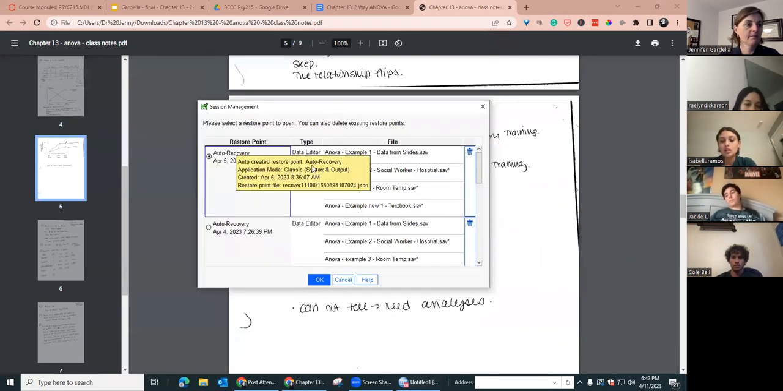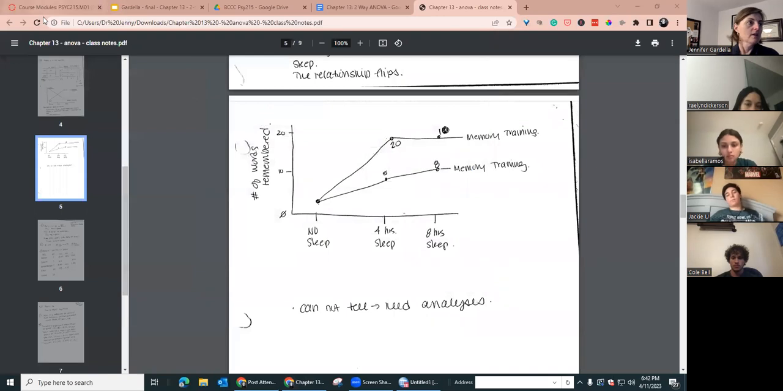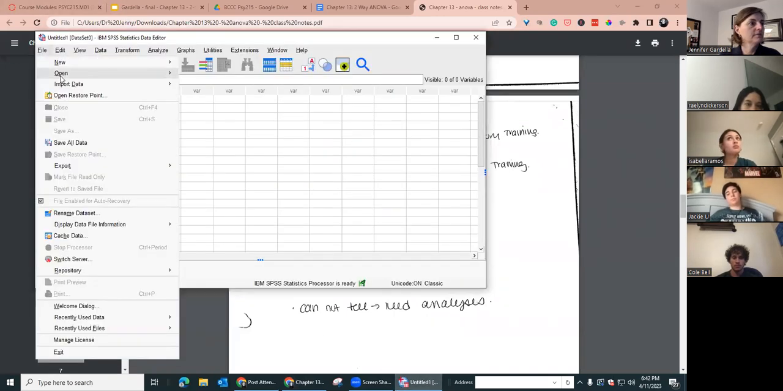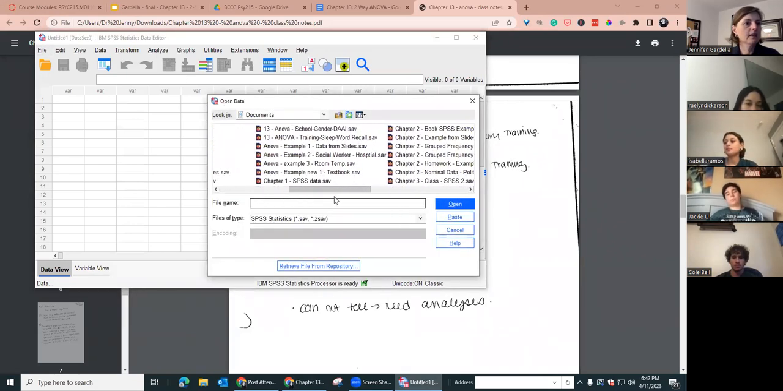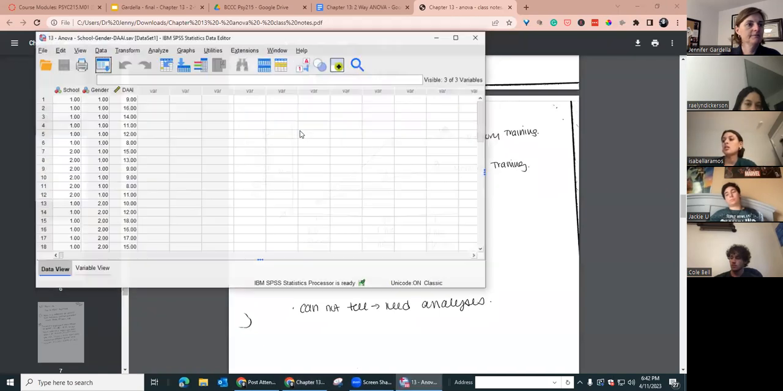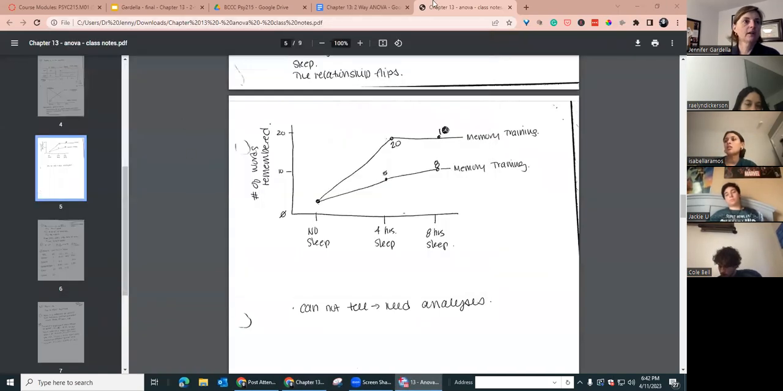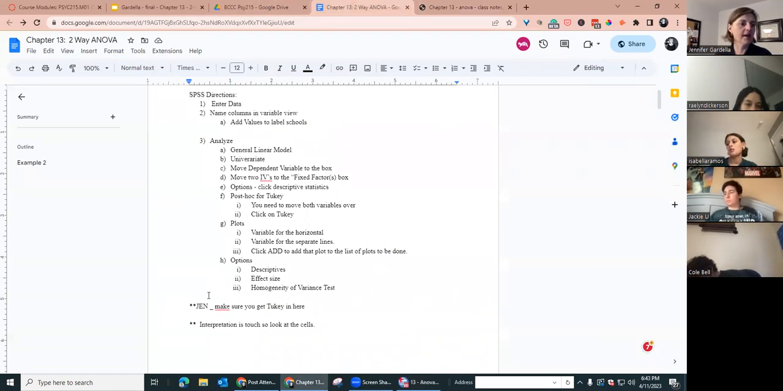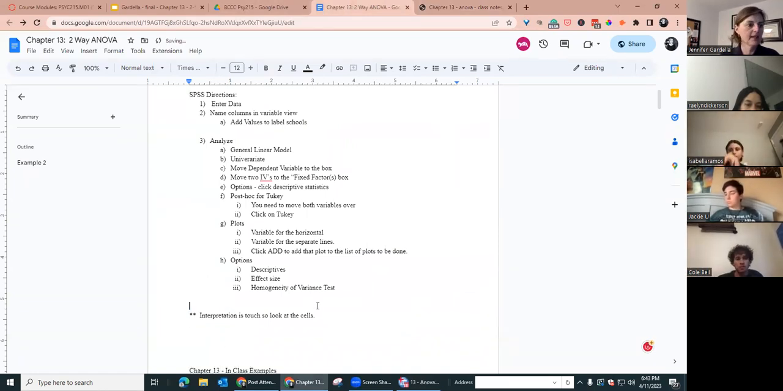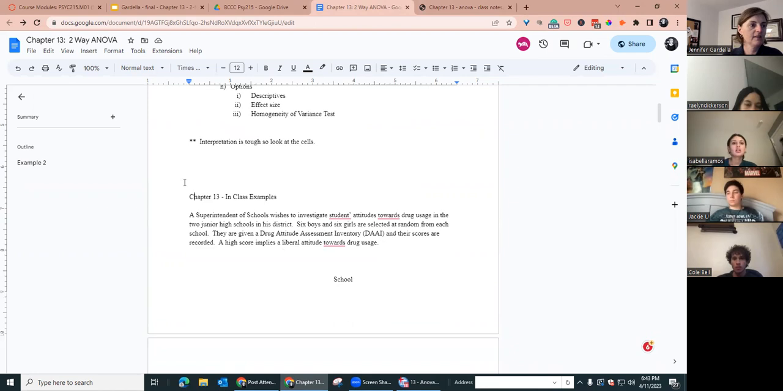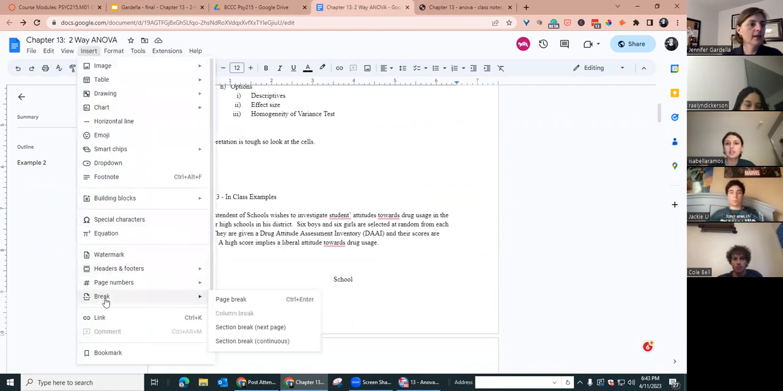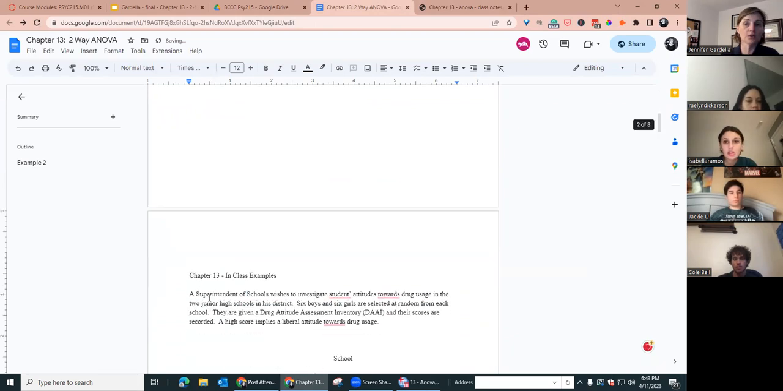Never gotten that one before. Cancel. Okay. Gender. Okay. So these are the steps. I'm taking Tukey out. I'm going to change this to the right word, which is tough. Look at the cells. So our big thing is to always look at descriptive statistics for the cells. Okay, so our first example is a school example.